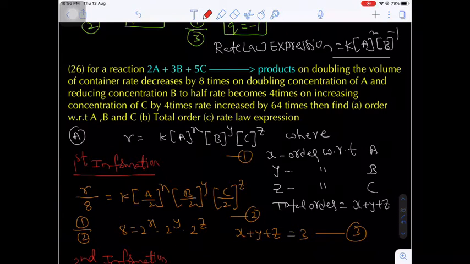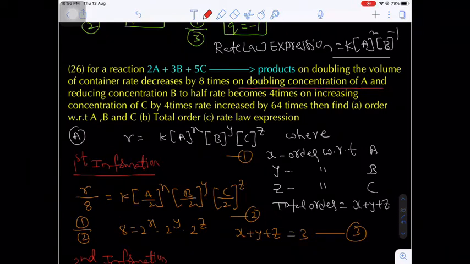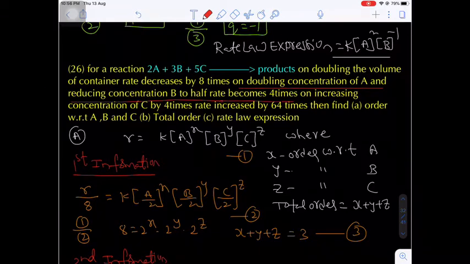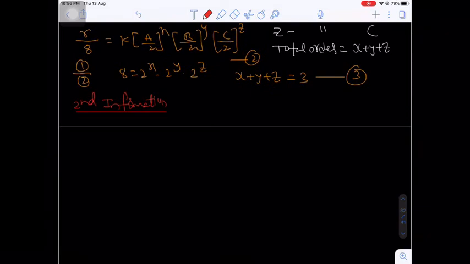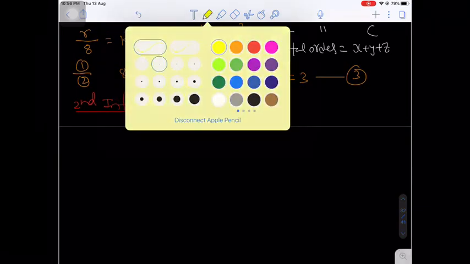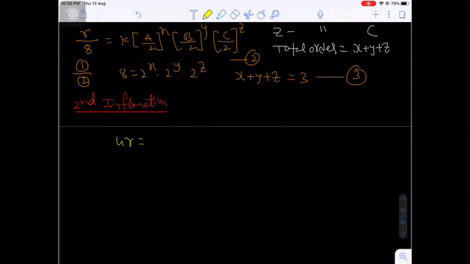On doubling the concentration of A and reducing the concentration of B to the half, the rate become 4 times. Rate become how many times? 4 times. That means rate of a reaction, now it become 4 times.